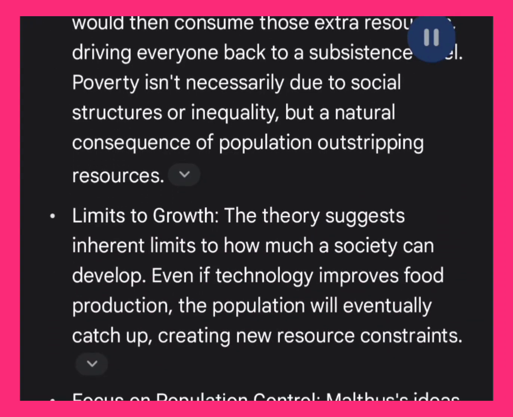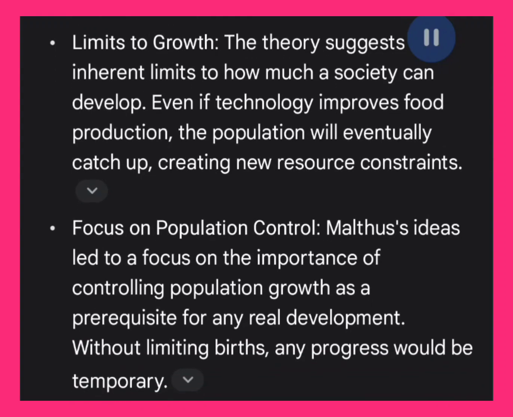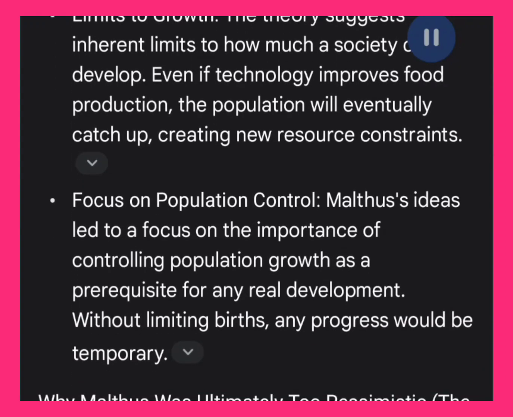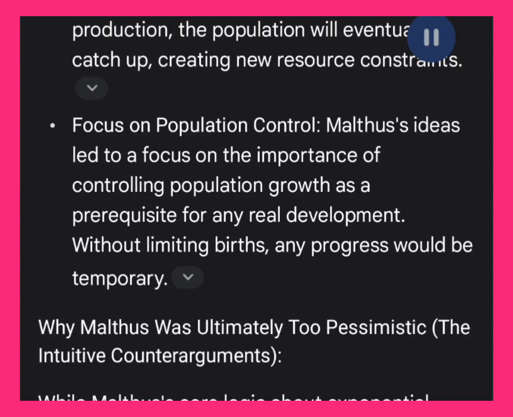Limits to growth. The theory suggests inherent limits to how much a society can develop. Even if technology improves food production, the population will eventually catch up, creating new resource constraints. Focus on population control. Malthus's ideas led to a focus on the importance of controlling population growth as a prerequisite for any real development. Without limiting births, any progress would be temporary.